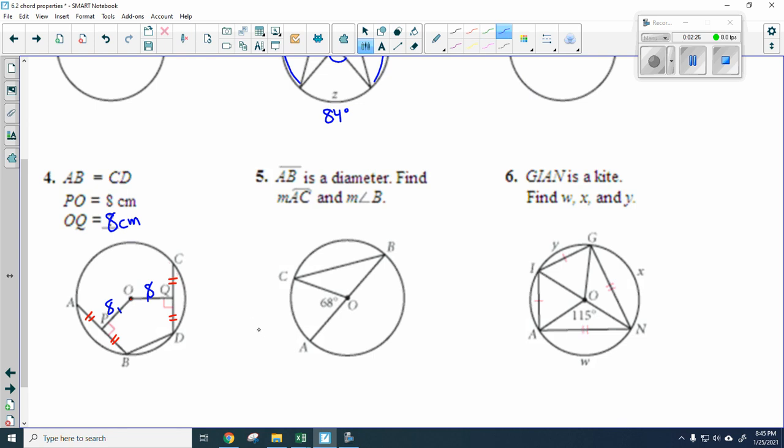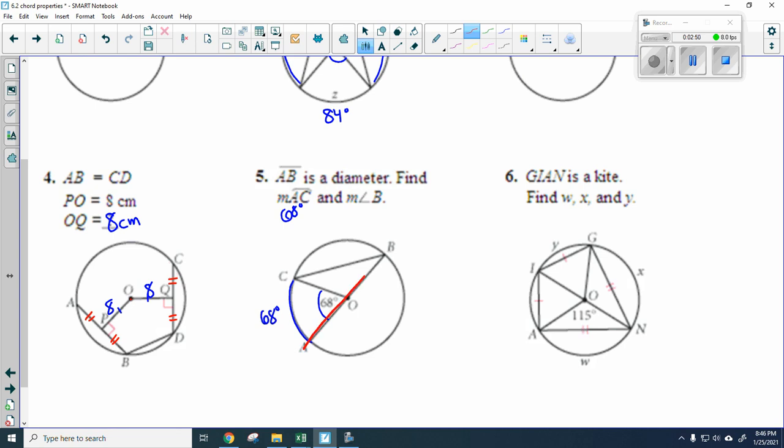Okay, moving on. Number 5, AB is a diameter. Find the measure of arc AC. Let's just start there right now. 68 degrees, same as its central angle. And find the measure of angle B. Now this one we haven't quite figured out a quick way to do yet, so let's walk through what else we do know.